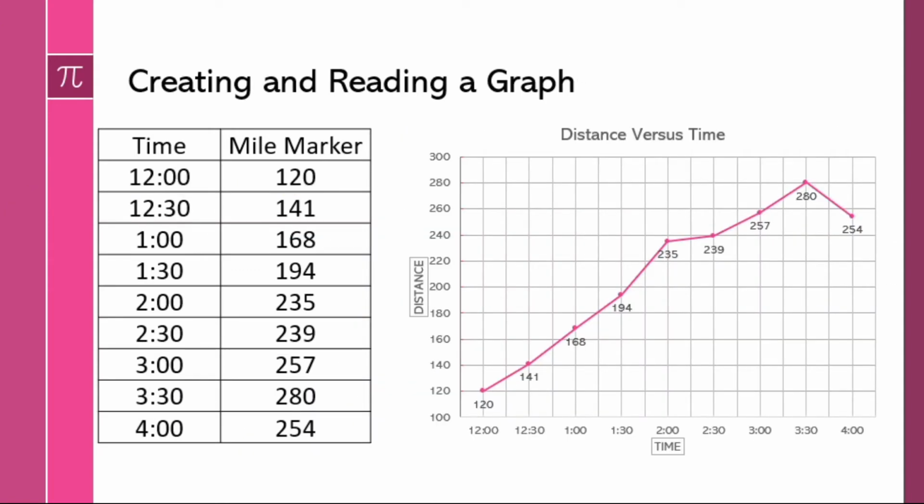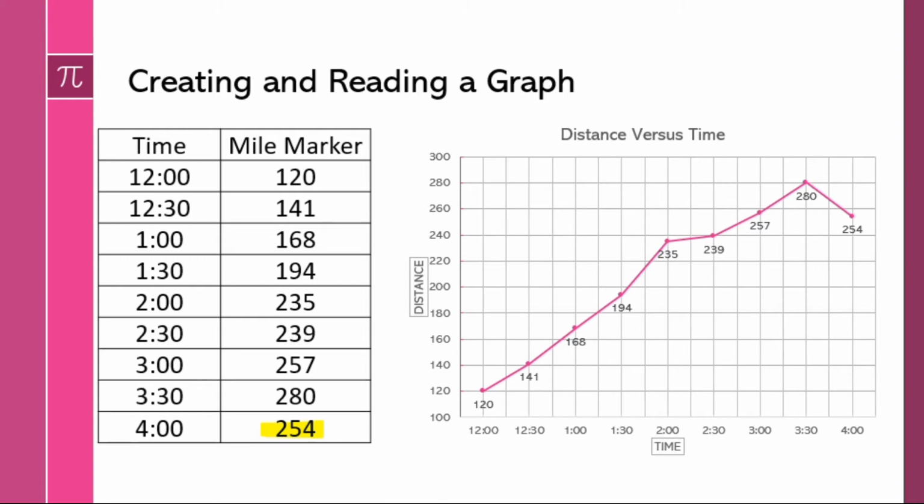So I've taken the same table, except for the last value. I've changed that to mile marker 254, just so we can observe what happens on the graph with that. And I've plotted it on a distance versus time graph. Time is always your x-axis because it is independent, and distance really depends on the time passing, so we make it the y-axis. So here it is, each point is dotted, and I tried to put the numbers on as well.